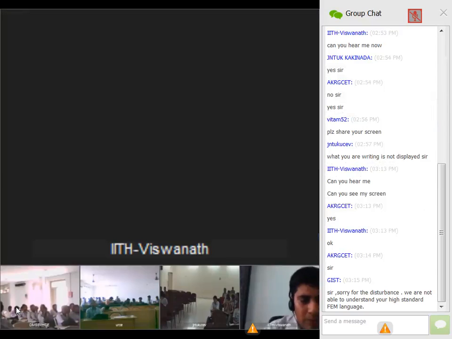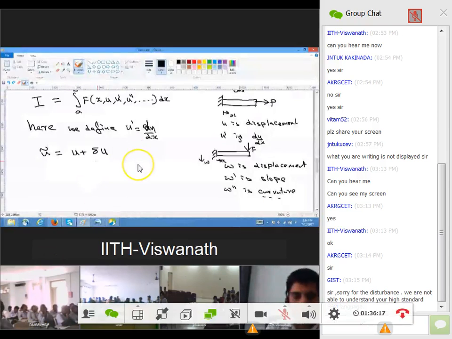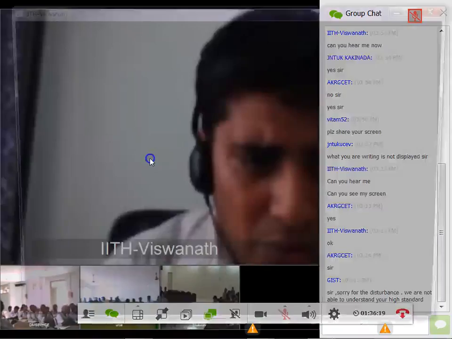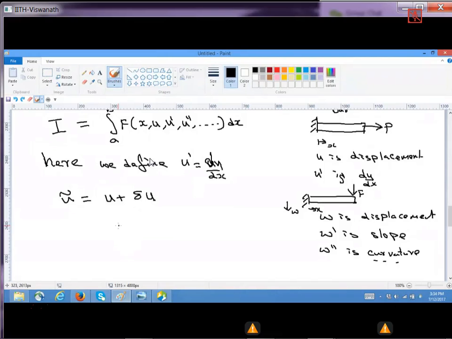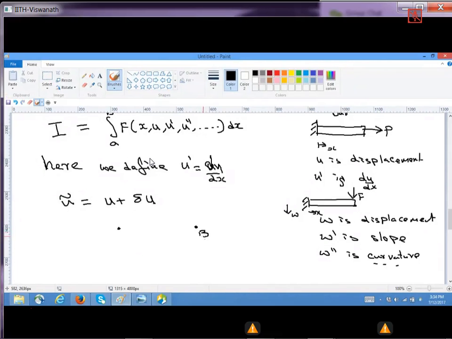Now, at this point of time, I just want to explain what I am writing. Let's say this is point A and this is point B. From here to here, the exact solution is u. Now to the exact solution, I'm introducing some perturbation. If I perturb the system, the approximation will have the exact solution plus a deviation. So you can consider this as a deviation.